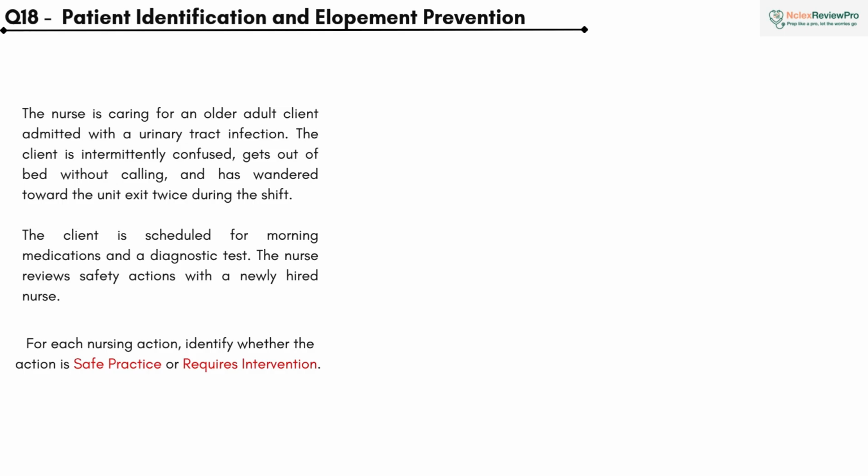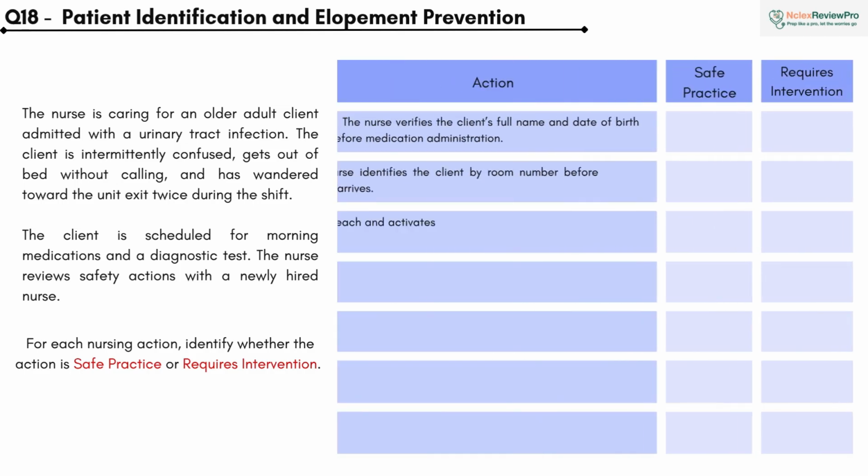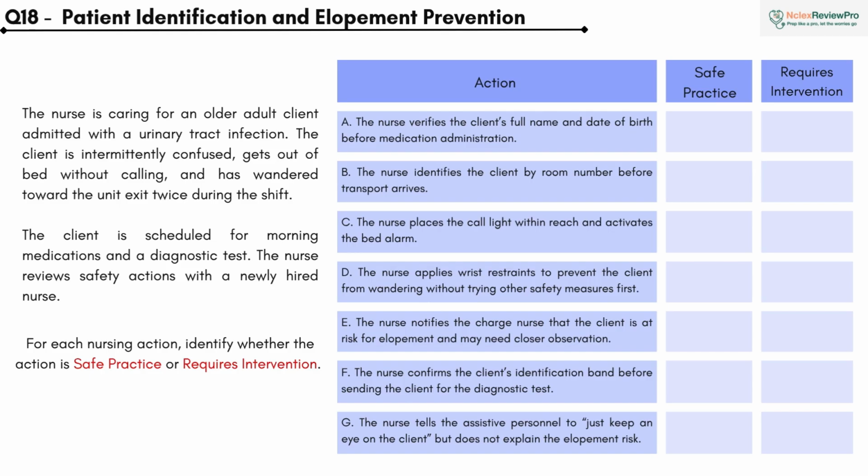And the question is asking, for each nursing action, identify whether the action is safe practice or requires intervention. The actions include verifying the client's full name and date of birth, identifying the client by room number, placing the call light within reach and activating the bed alarm, applying wrist restraints before trying other measures, notifying the charge nurse about elopement risk, confirming the identification band before transport, and giving vague instructions to the assistive personnel. Take a moment and think about your answer.